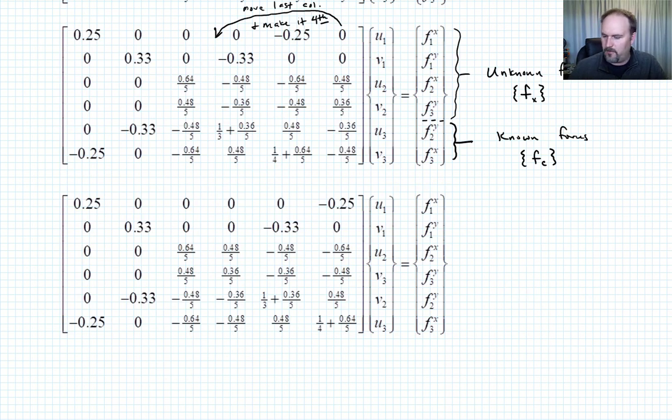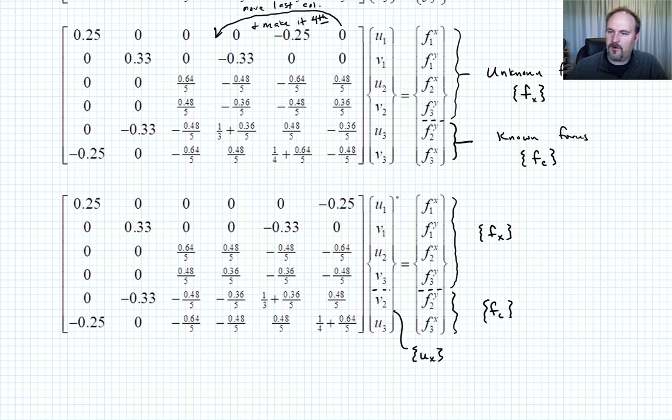Okay, so here we are now. There's what we had to start with. Here's my dashed line, and now I can make a dashed line here, right? So these represent f sub x, and these represent f sub c. These bottom two quantities represent u sub x, and these top 4 quantities are u sub c, right?